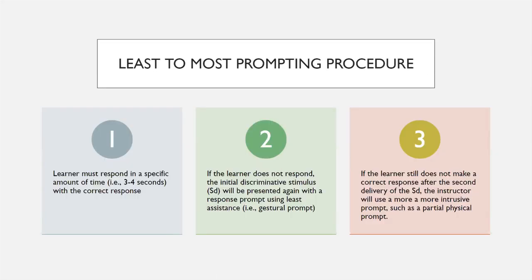This is the procedure used when using least to most prompting. Number 1. The learner must respond in a specific amount of time with the correct response. Number 2, if the learner does not respond, the initial discriminative stimulus will be presented again with a response prompt using least assistance. And number 3, if the learner does not make a correct response after the second delivery of the SD, the instructor will use a more and more intrusive prompt, such as a partial physical prompt.